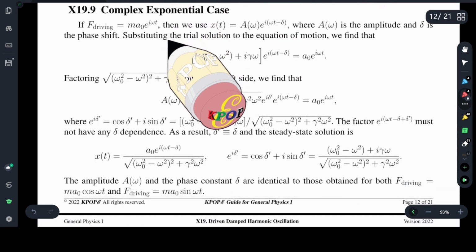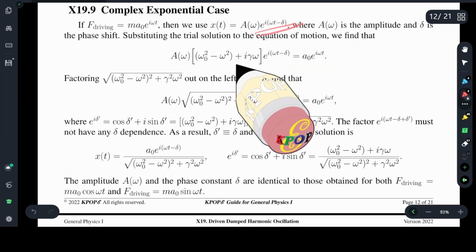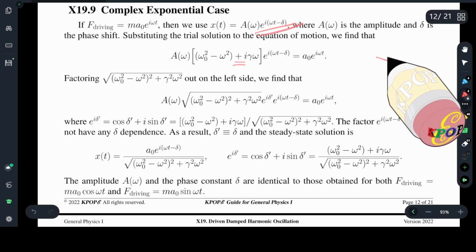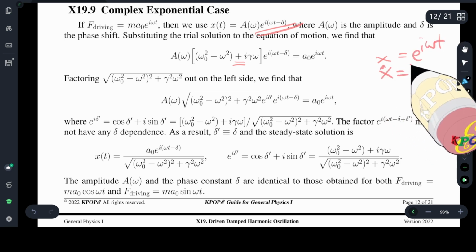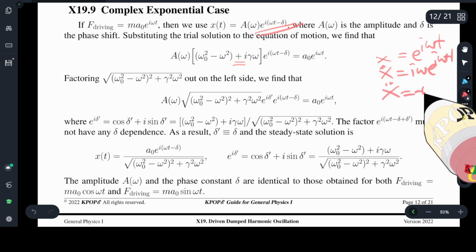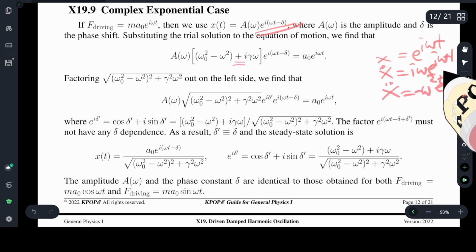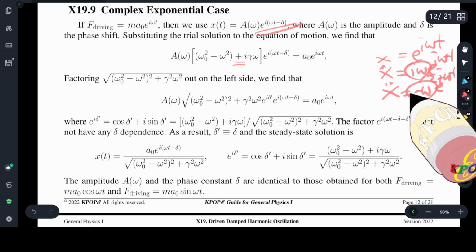We can apply this to the exponential function as well. The only difference is that x is e to the i omega t, x dot is i omega e to the i omega t, and x double dot is minus omega squared e to the i omega t. So this is the difference in comparison with the derivative of sine or cosine.